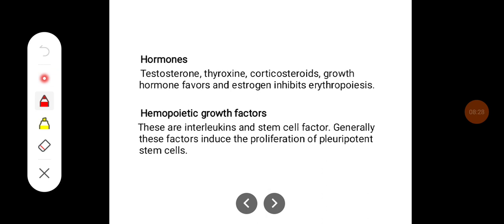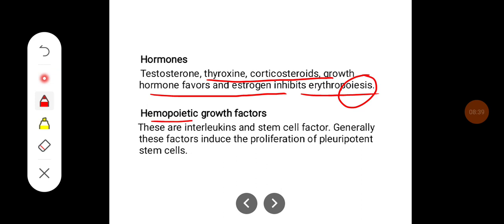Hormones, testosterone, thyroxine, corticosteroids, growth hormone favor, and estrogen inhibits the erythropoiesis by inhibiting the synthesis of the globin chain. Some of the hemopoietic growth factors, which are interleukins and stem cell factors, generally these factors induce proliferation of the pluripotent stem cells.